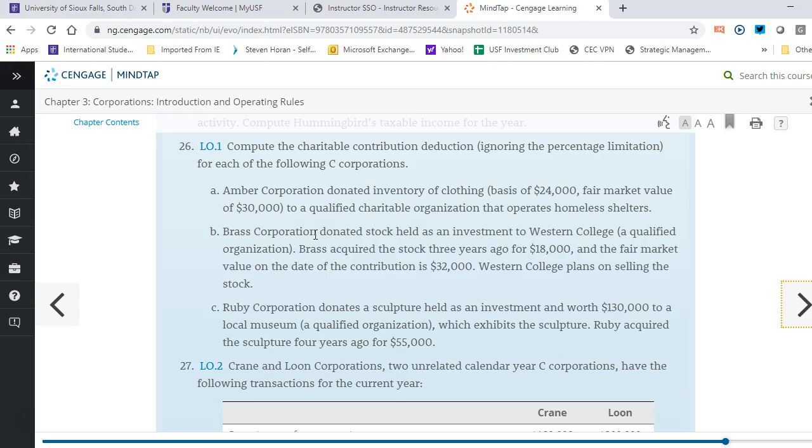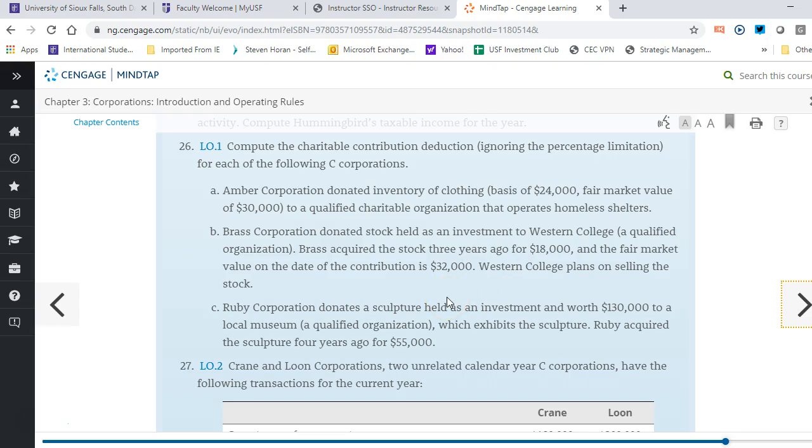This is a contribution of capital gain property. It was bought at 18, now it's worth 32. Because it's stock, and stock is intangible personal property, the qualified organization's use of the stock is not relevant, but they do get fair market value. So if Western Brass Corporation donates stock to Western, they donate it at its appreciated value because it's intangible property.